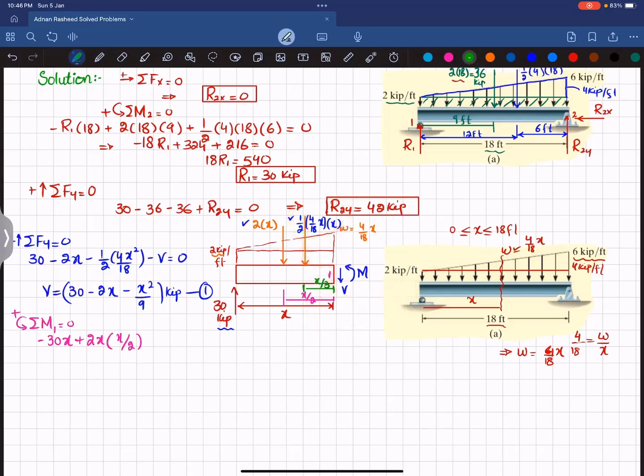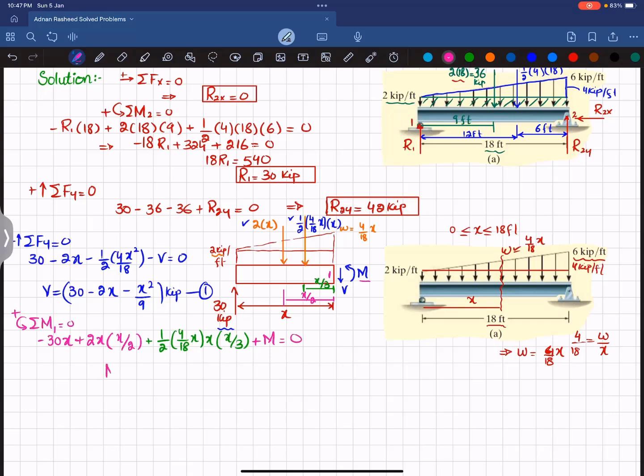So I can write plus 1 over 2 times 4 by 18 times x into x, and the perpendicular distance is x by 3, is equal to 0. Okay, not 0. We have left one term, which is this moment term M. This counterclockwise moment is taken as positive, and their sum must be equal to 0.